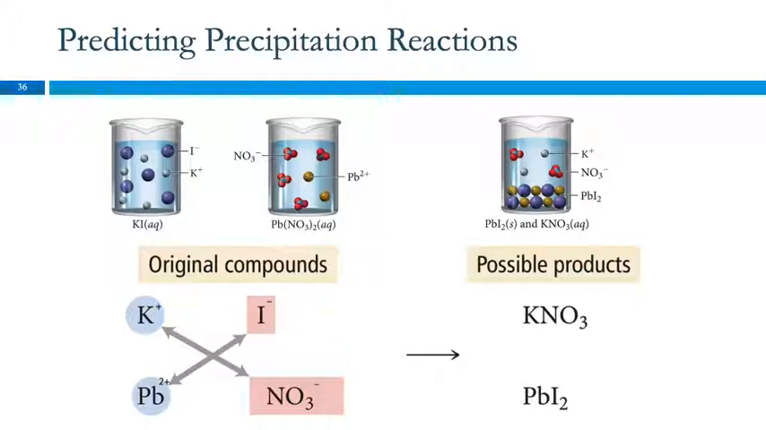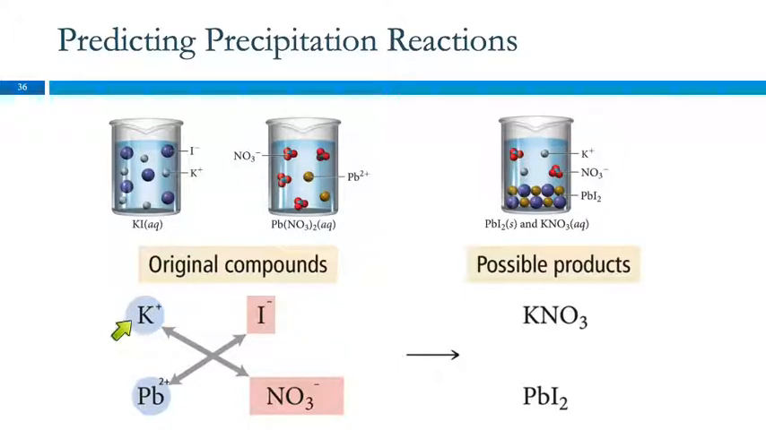So we need to be able to predict what's going to happen and what the products are in precipitation reactions. The way we do this is we look at the original compounds. So here we've got potassium and iodide, they came in together. And then lead and nitrate came in together. What we're going to do is swap partners at this party and see if anybody precipitates, if there's any chemistry going on here, okay?